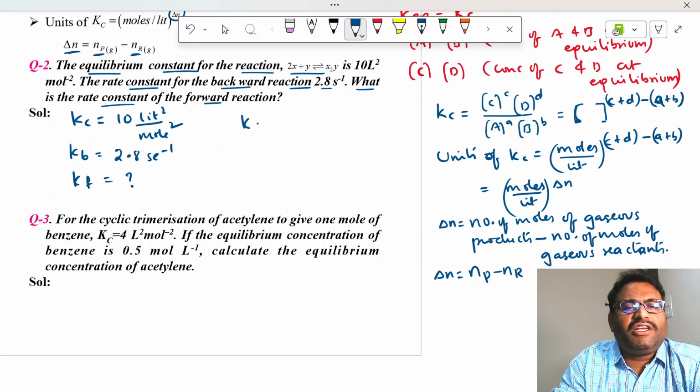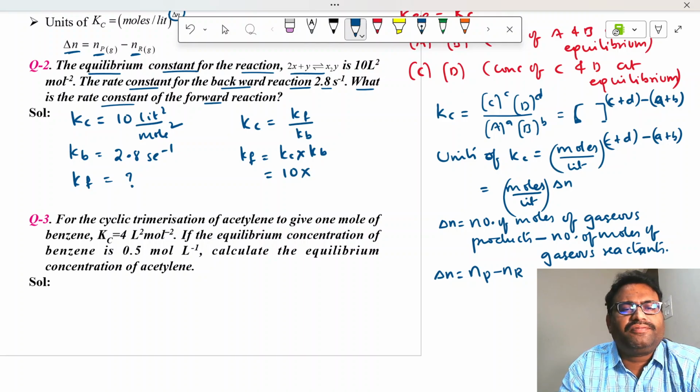We know that Kc is Kf by Kb, which we have just studied. The backward reaction constant is given and the forward reaction constant is asked. So Kf will be equal to Kc into Kb. Kc is given as 10, into 2.8. Then what do you get? 10 into 2.8 is 28 per second.